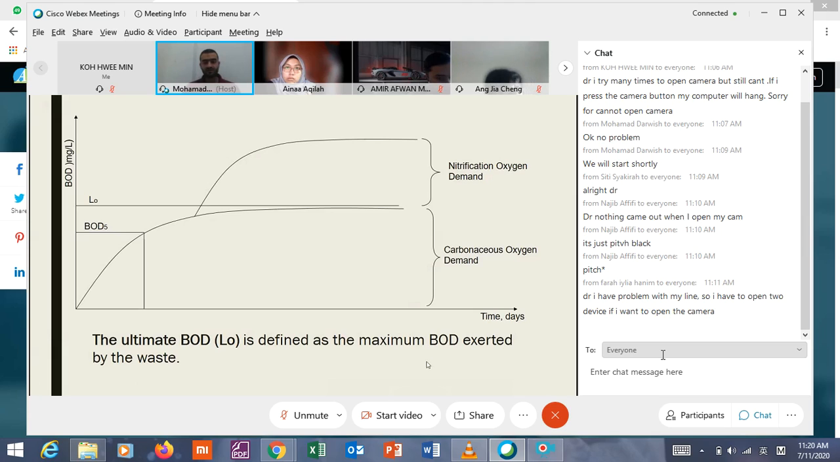So this graph will show us the relationship between nitrogenous oxygen demand and the carbonaceous oxygen demand. Here, on the x-axis is the time of the BOD analysis, and on the y-axis we have the BOD concentration.